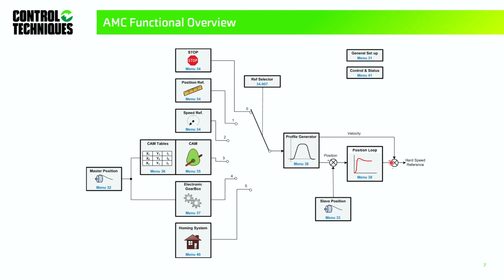Then the output is summed with the feed forward to produce what's called the hard speed reference. If you've used our drives before, this is not a new parameter. The hard speed reference bypasses the ramping structure that's normally in menu 2 in our drives. So in a nutshell, that is how the AMC works.